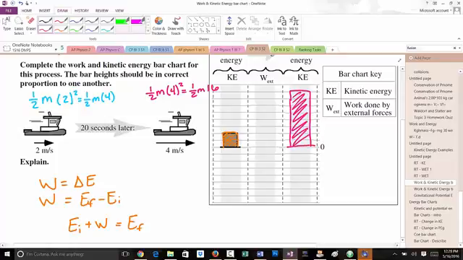Is that okay? Now, we're not quite done. If we have 2 bars of energy to start, and we end up with 8 bars of energy, how much work must have been done? 4. 6. More. There are 8 here, there are 2 here. Remember we said that initial kinetic energy plus work has to equal final kinetic energy. 2 plus what equals 8?